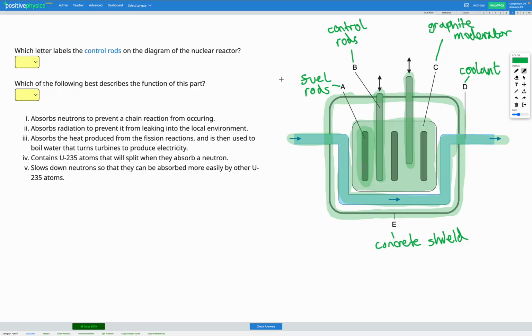In this question, we're asked which letter labels the control rods on the diagram. Our control rods here are labeled B. So we can go ahead and select B as our option.